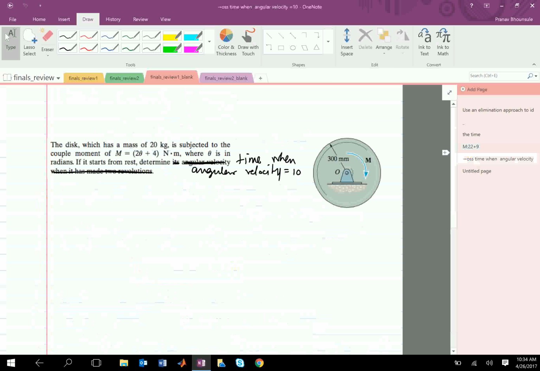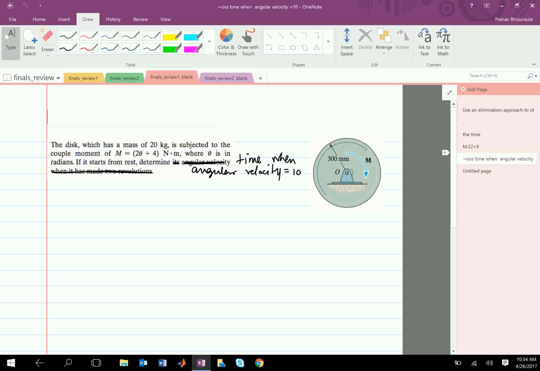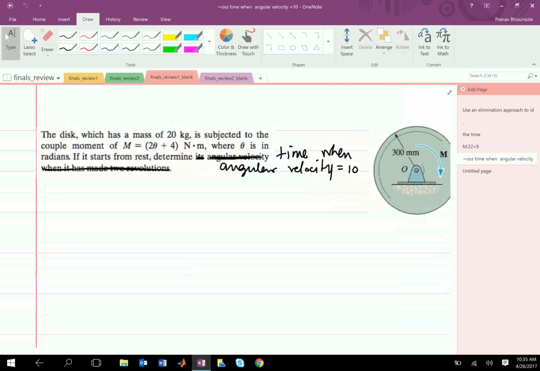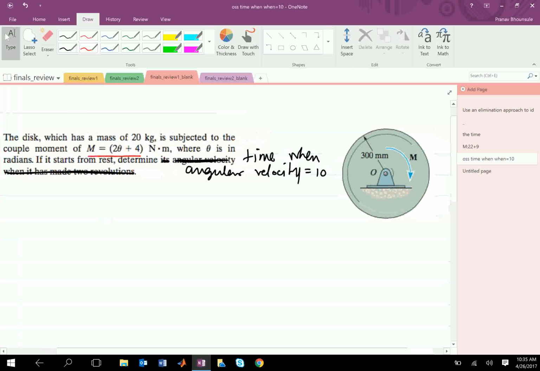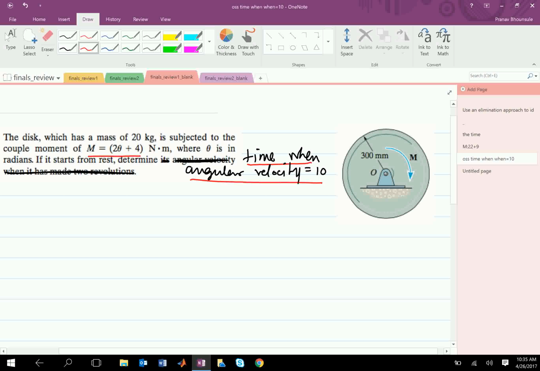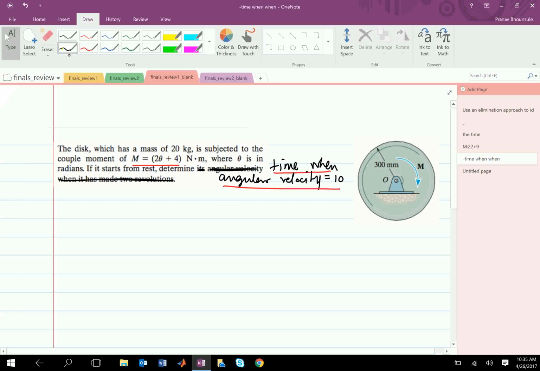Okay, now I have the same question, but I've slightly changed the problem. So the moment is the same, mass is the same, but I've asked you to find the time when the angular velocity will be 10 radians per second. So t1 is 0, omega 1 is 0. You've got to find the time when angular velocity is 10.